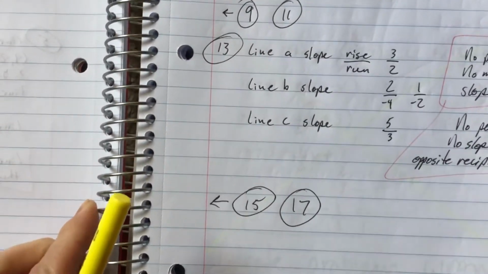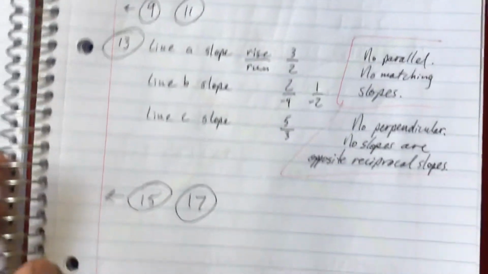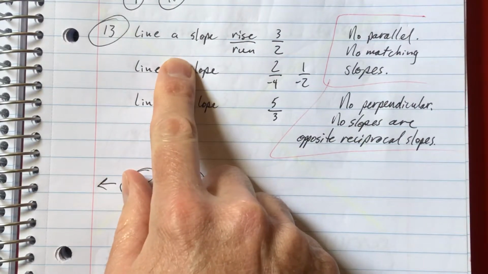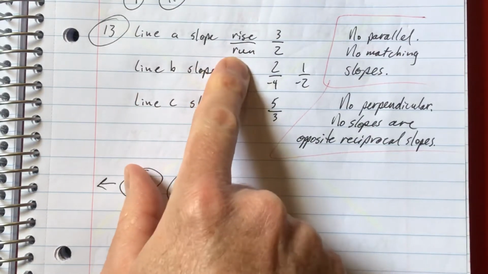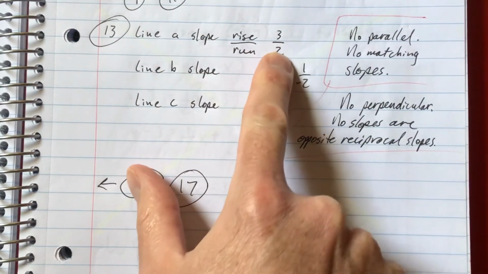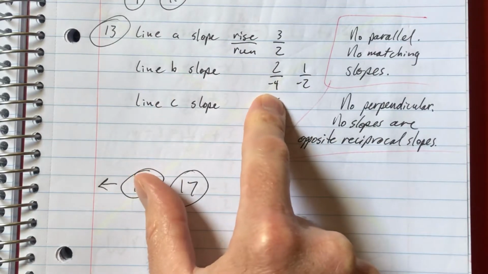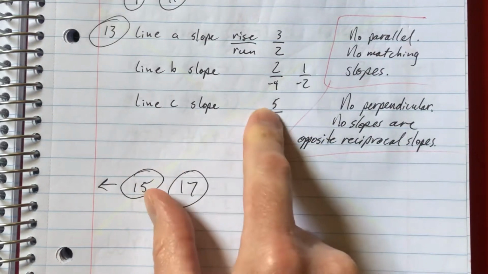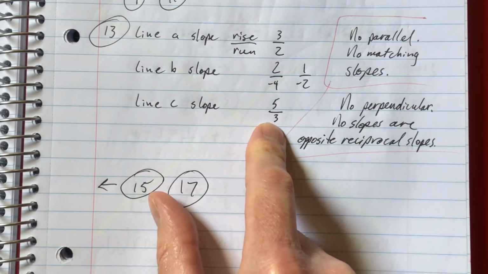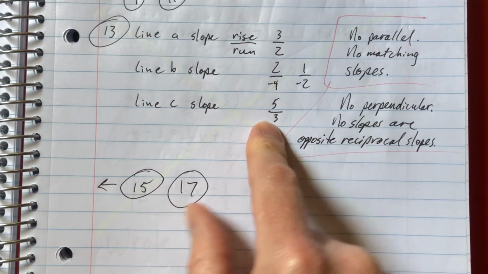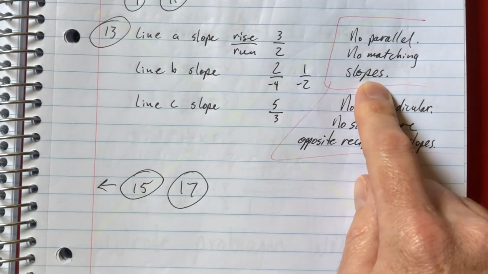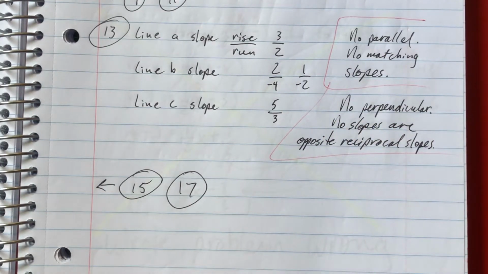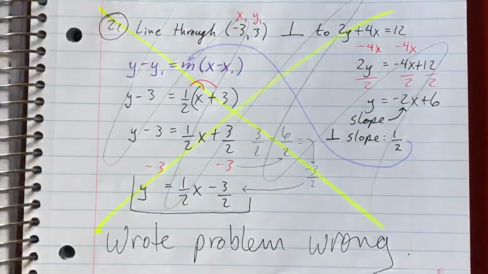We already looked at 9 and 11, so now we're looking at number 13. Okay, number 13 has 3 lines on a graph, and so you count the rise over the run, and I counted line A's slope as 3 over 2, line B's slope is 2 over negative 4, and so that simplifies to negative 1/2, and line C's slope is rise 5, run 3. And they're all different, so none of the lines are parallel because there are no matching slopes, and none of the lines are perpendicular because none of the slopes are opposite reciprocal. Okay, number 19.